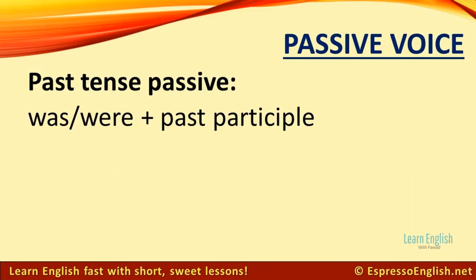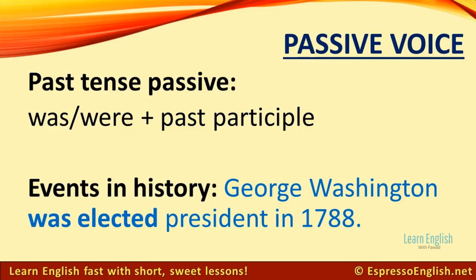To form the passive voice in the past tense, use was or were plus the past participle. We often use the passive voice in the past tense for events in history. For example, George Washington was elected president in 1788.